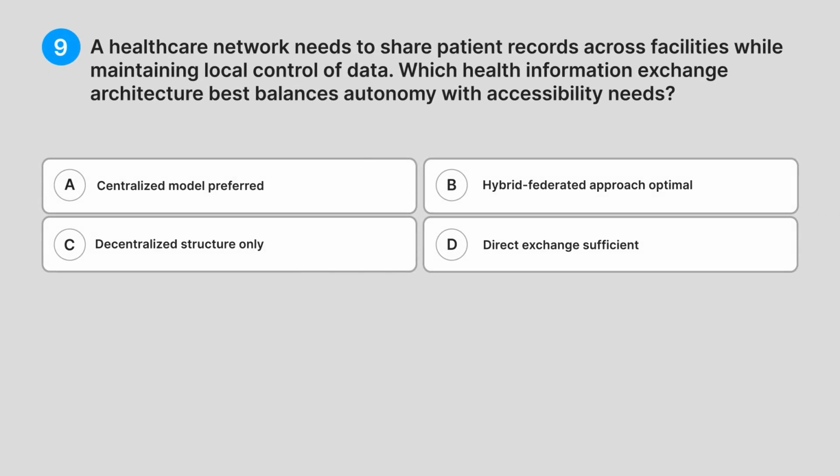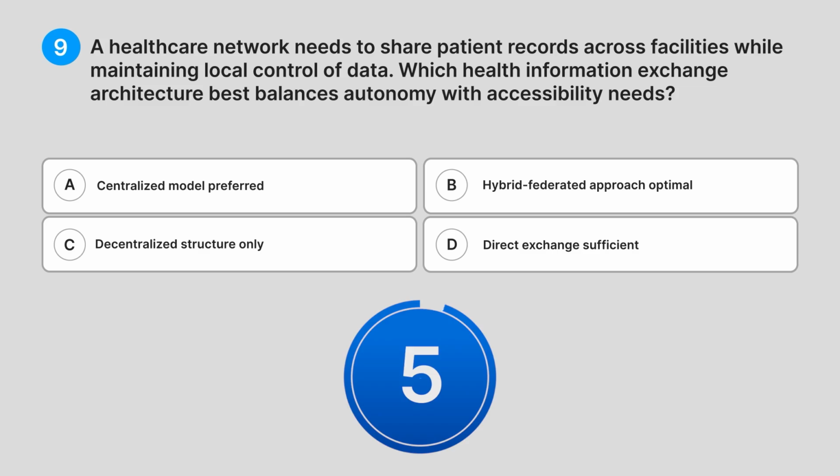9. A healthcare network needs to share patient records across facilities while maintaining local control of data. Which health information exchange architecture best balances autonomy with accessibility needs? A. Centralized model preferred. B. Hybrid federated approach optimal. C. Decentralized structure only. D. Direct exchange sufficient. Can you guess the answer?